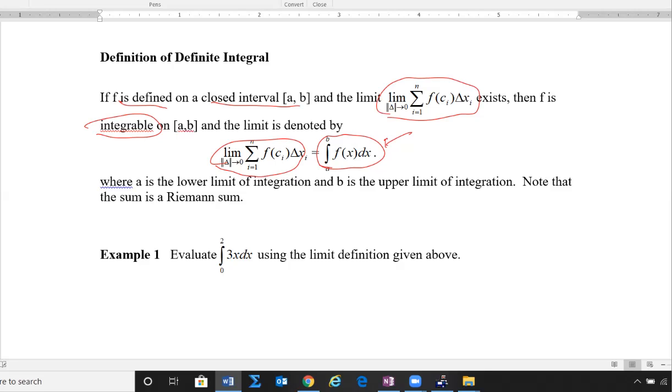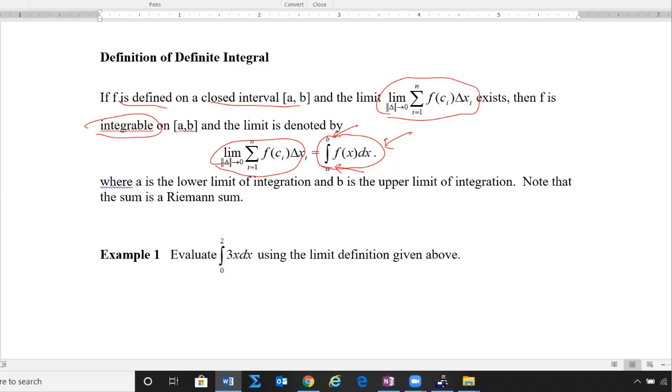Notice this looks a lot like the integral that we worked with in 4.1, those antiderivatives, except we have these limits on the integration here. A is the lower limit and b is the upper limit. So that's a little different. We haven't seen that yet, and that's significant.